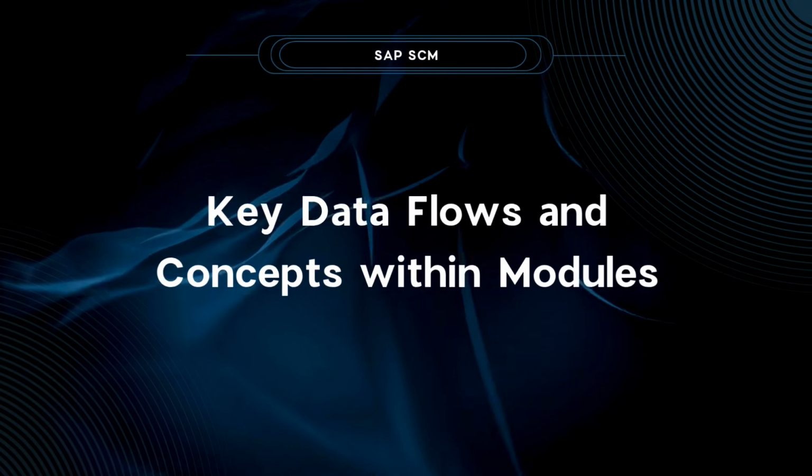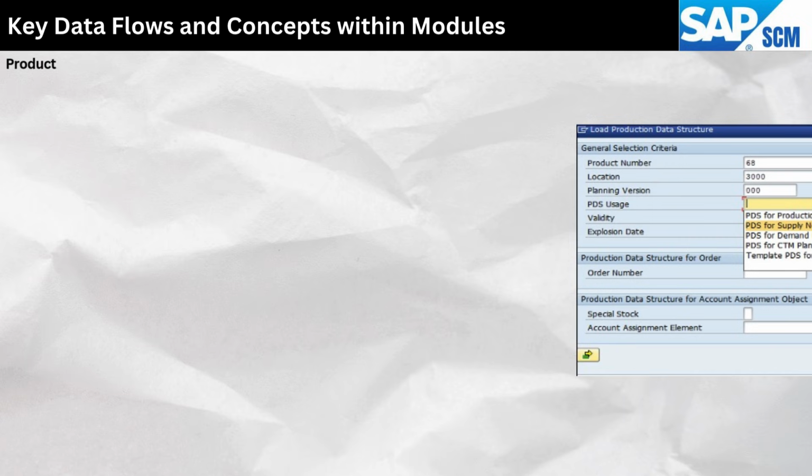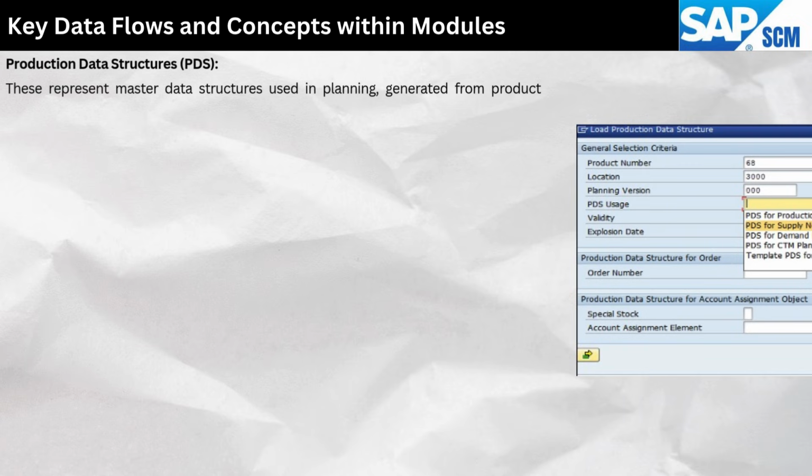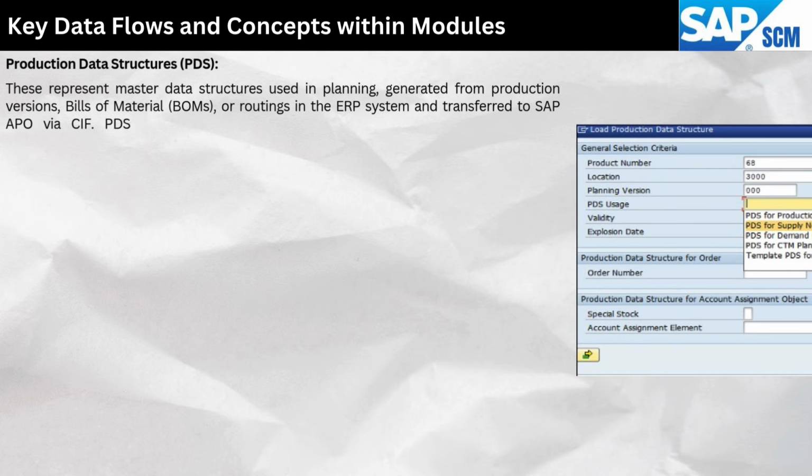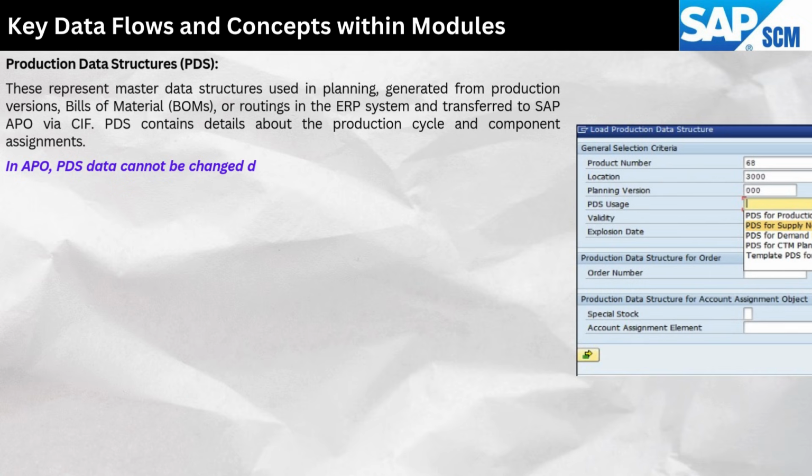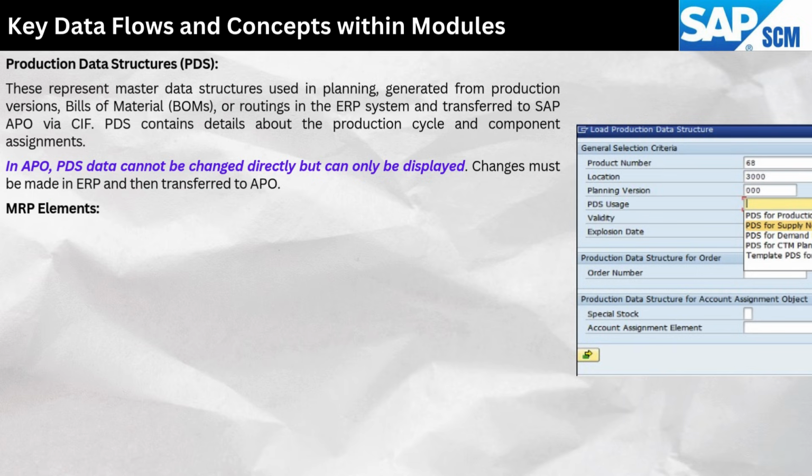Key data flows and concepts within modules. Production data structures, PDS. These represent master data structures used in planning, generated from production versions, bills of material, BOMs, or routings in the ERP system and transferred to SAP APO via CIF. PDS contains details about the production cycle and component assignments. In APO, PDS data cannot be changed directly, but can only be displayed. Changes must be made in ERP and then transferred to APO.